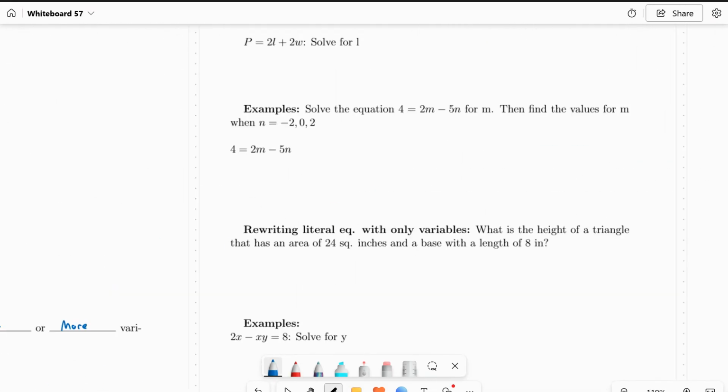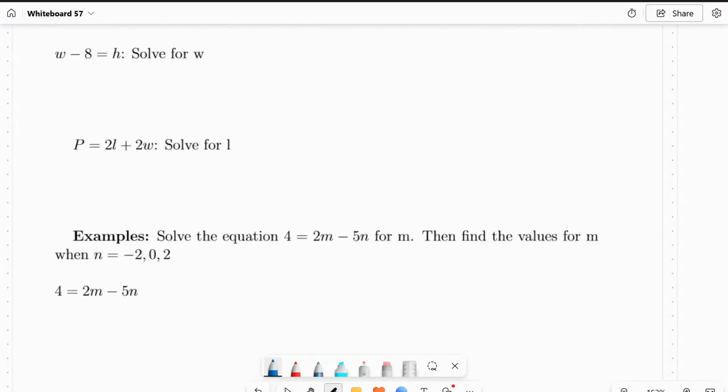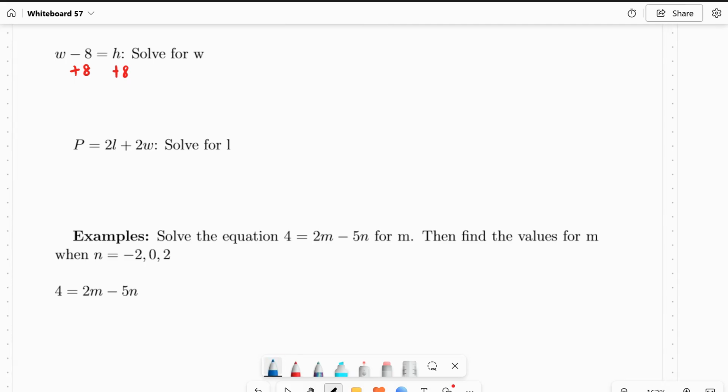Moving on to page number 2. Let's do another example, and then I'll leave the last one for class. If I have w minus 8 equals h, and we're asked to solve for w, we need to remove this negative 8 from our left side. Right now, that 8 is being subtracted from w, so our inverse operation would be to add 8 to both sides. By doing this, our negative 8 cancels, leaving us with w equals h plus 8, which will be my final solution for this one.